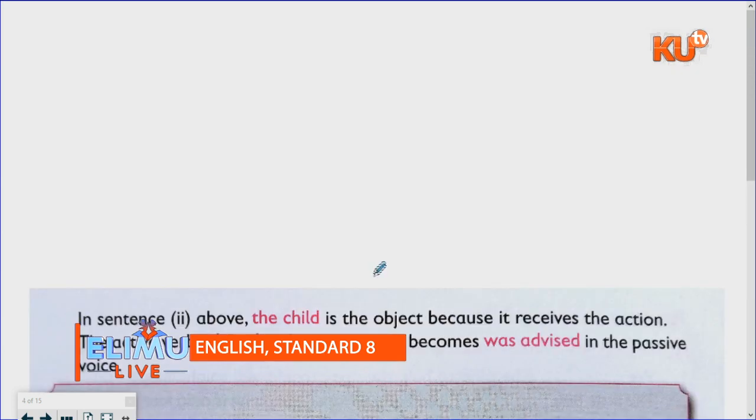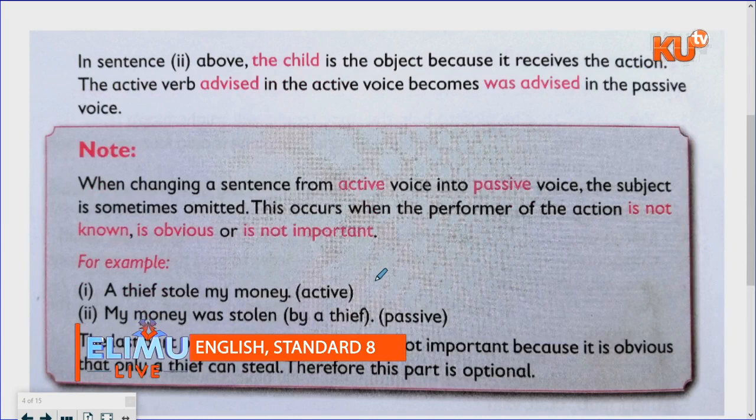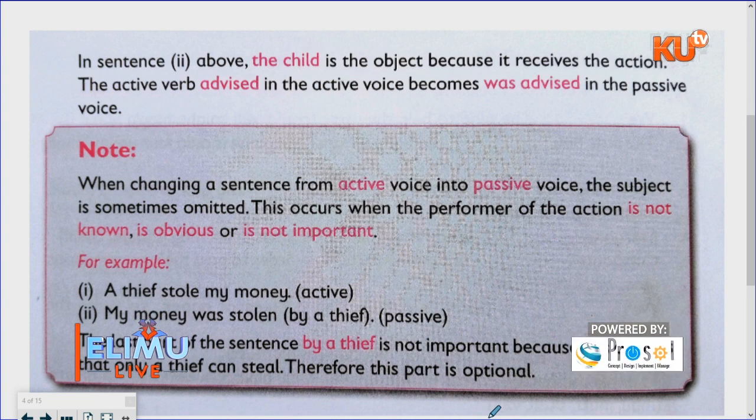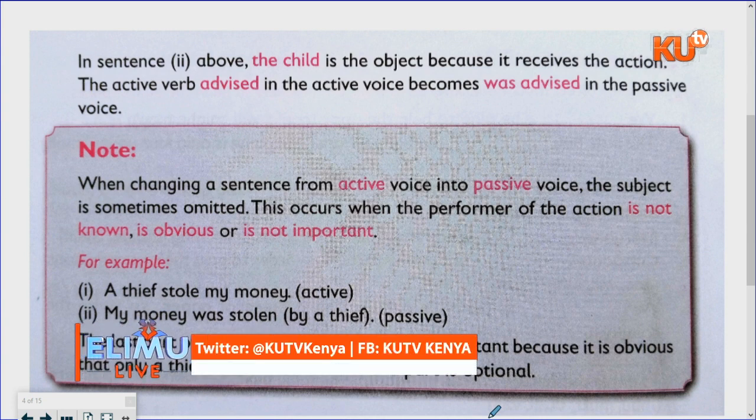Maybe we continue. Now, there are a few things here I want you to note. In sentence 2 above, which was saying the child was advised by the teacher, the child is the object because it receives the action. The active verb, advised, becomes was advised in the passive voice. Advised changes to was advised in passive.